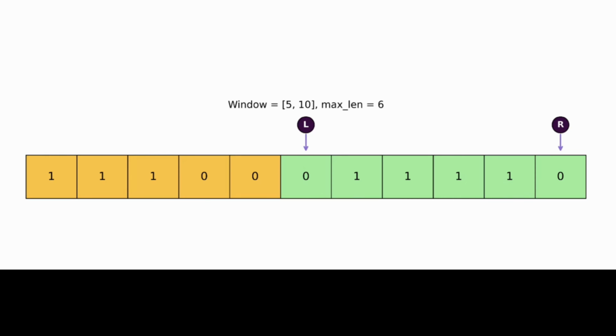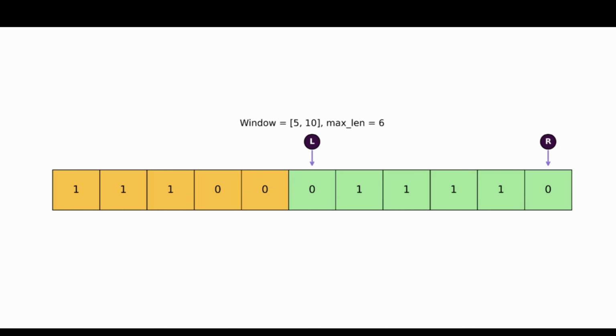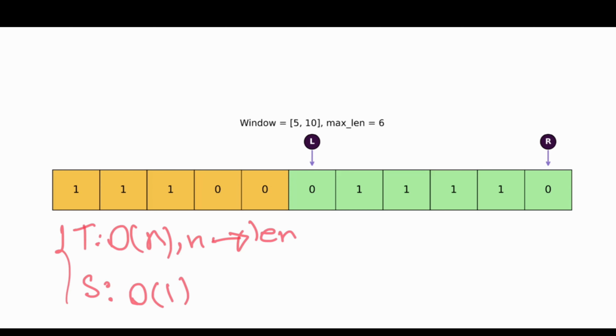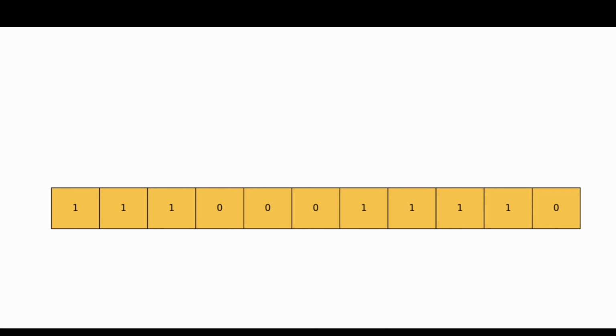Okay, so here is the time and the space complexity. For the time, we only traverse the array one time, so the time complexity is O of n, where n is the length of the array. And the space complexity is O of 1, since we only have some pointers here and we did not use any extra space for our solution. Go through the sliding window one more time.